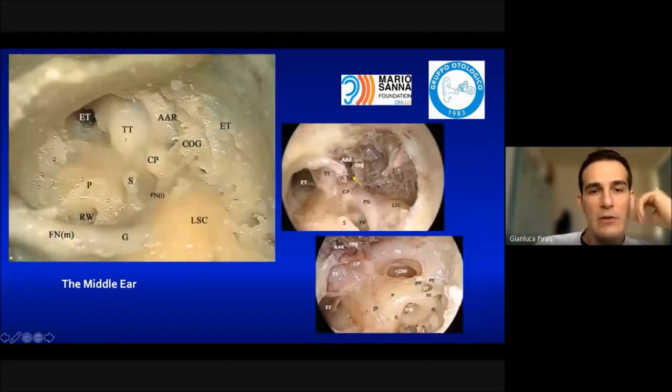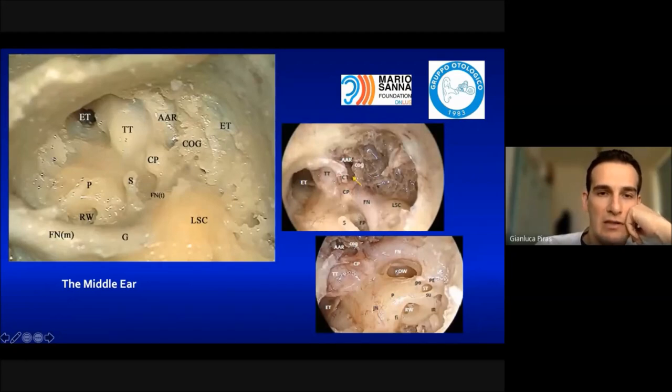Then you remove the malleus, you see the cog. The cog is a bony prominence from the middle fossa dura that divides the anterior attic from the posterior attic. You see that below the cog is the tympanic portion of the facial nerve. If you go straight, you have the geniculate ganglion area. So the cog divides the anterior from the posterior attic, but it's also a protection for the geniculate ganglion.